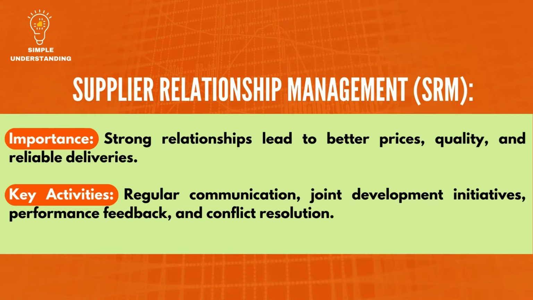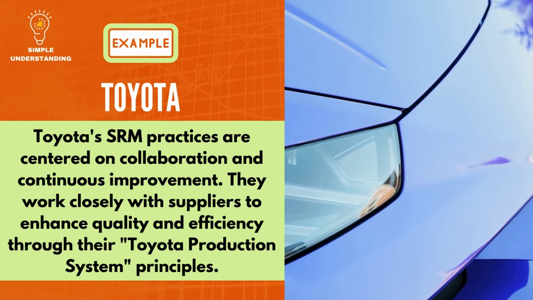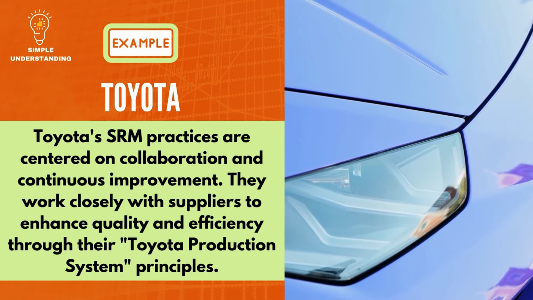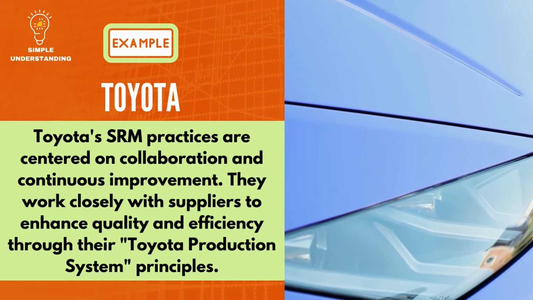efficiently. 4. Supplier relationship management, SRM. Importance. Building strong relationships with suppliers can lead to better prices, improved quality, and more reliable deliveries. Key activities: regular communication, joint development initiatives, performance feedback, conflict resolution. Example: Toyota. Toyota's SRM practices are centered on collaboration and continuous improvement. They work closely with suppliers to enhance quality and efficiency through their Toyota Production System principles.